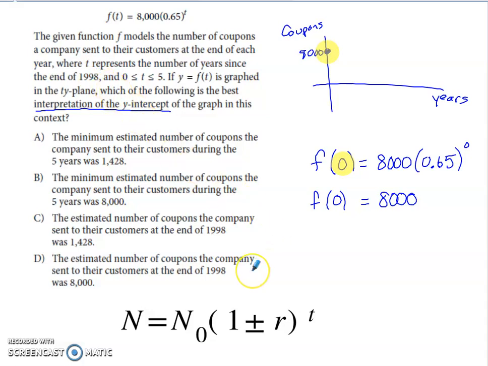If you look at these options, I think option D seems like it's pretty good. The estimated number of coupons the company sent to their customers at the end of 1998 was 8,000. Yeah, 1998 is time 0. 8,000 is the value that we get there. So it seems like option D is correct. The y-intercept is definitely not 1428, so we wouldn't choose that. Minimum estimated number of coupons the company sent to their customers during the 5 years was 8,000? No, this isn't going to be the total amount over 5 years. This is going to be the total amount at the end of 1998.